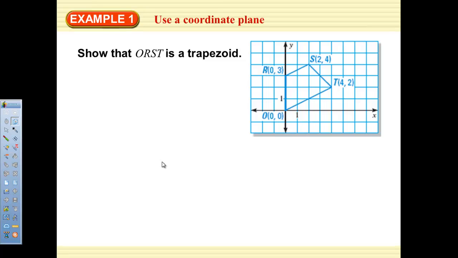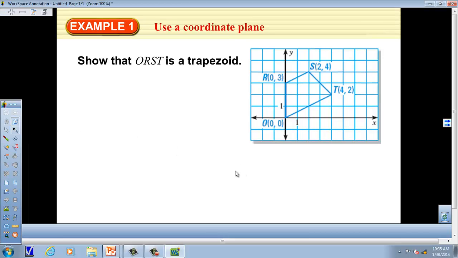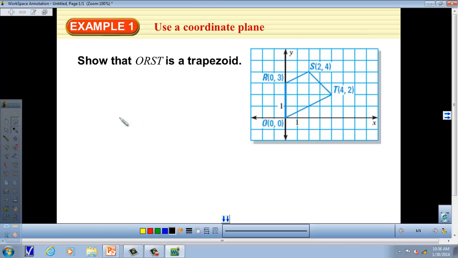Okay, we're now looking at trapezoids, and remember the definition of a trapezoid is that it's a quadrilateral with one pair of opposite sides parallel, and so we want to prove that this is a trapezoid by proving that two of the opposite sides are parallel, the other two are not. So we're going to look at RS first of all. We'll find the slope of RS.